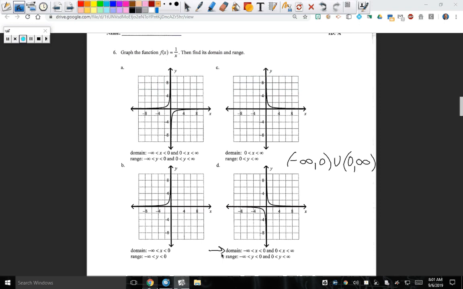And then the range, the same thing, but this time we're going to have it with a horizontal line. And when we scroll up, you'll see, so this is domain. Make sure you write this DNR on the test. It's going to be from negative infinity all the way to 0, union, and these are y values from 0 to infinity. And that's number 6.